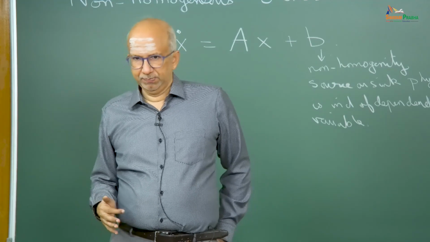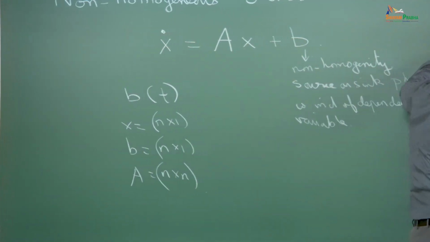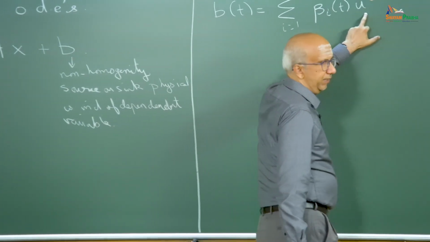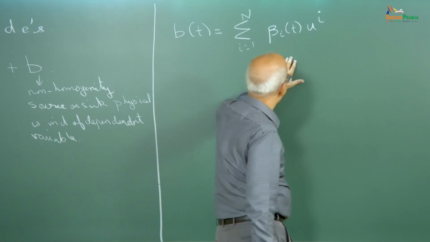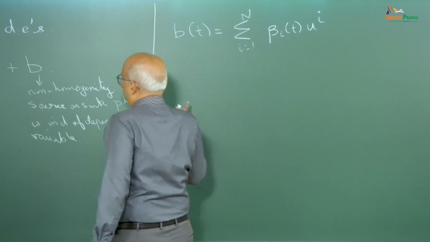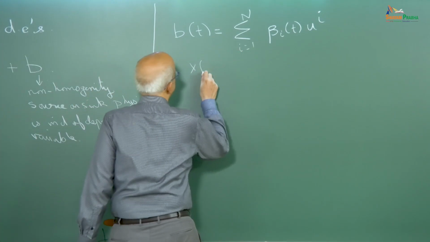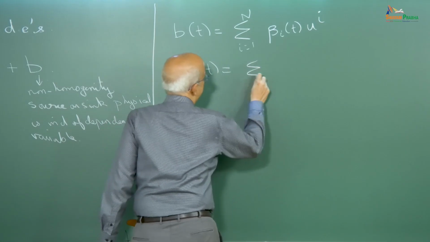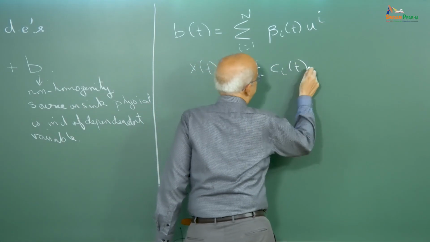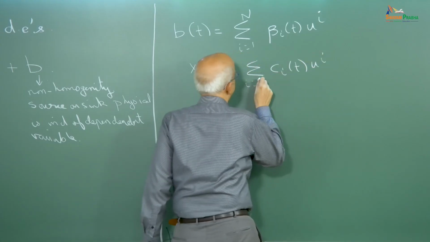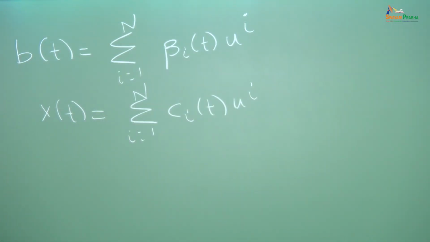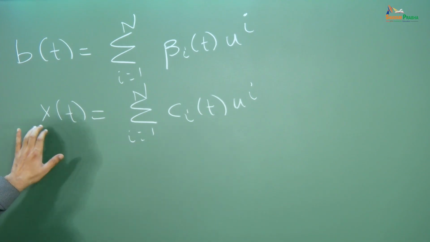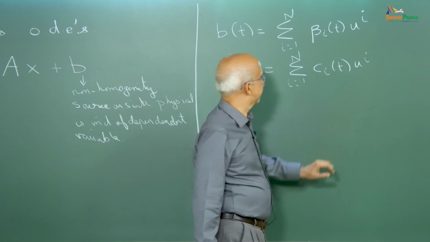So, b is a vector. Only thing is this can be a function of time. If this is a function of time, u is independent of time, the time dependency of b I am incorporating in beta, okay, and I can find this. Now, again x of t you write as sigma c_i of t u_i. Okay. This is also a vector, I am writing in terms of this eigenbasis.